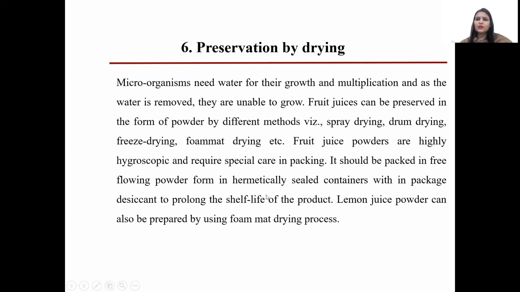हाँ, yes, अगर आपकी रिक्वायरमेंट होगी तो मैं जूसेस की ड्राइंग पे एक अलग से टॉपिक बनाऊंगी और एक अलग से लेक्चर बनाऊंगी ड्राइंग का, और उसमें आपको डिटेल बताऊंगी। So yes, there are different methods for fruit juice powder preparation, right? Spray drying, drum drying, freeze drying, foam mat drying, and cabinet drying also we can use. But cabinet drying is most suitable for drying of fruit and vegetable slices.